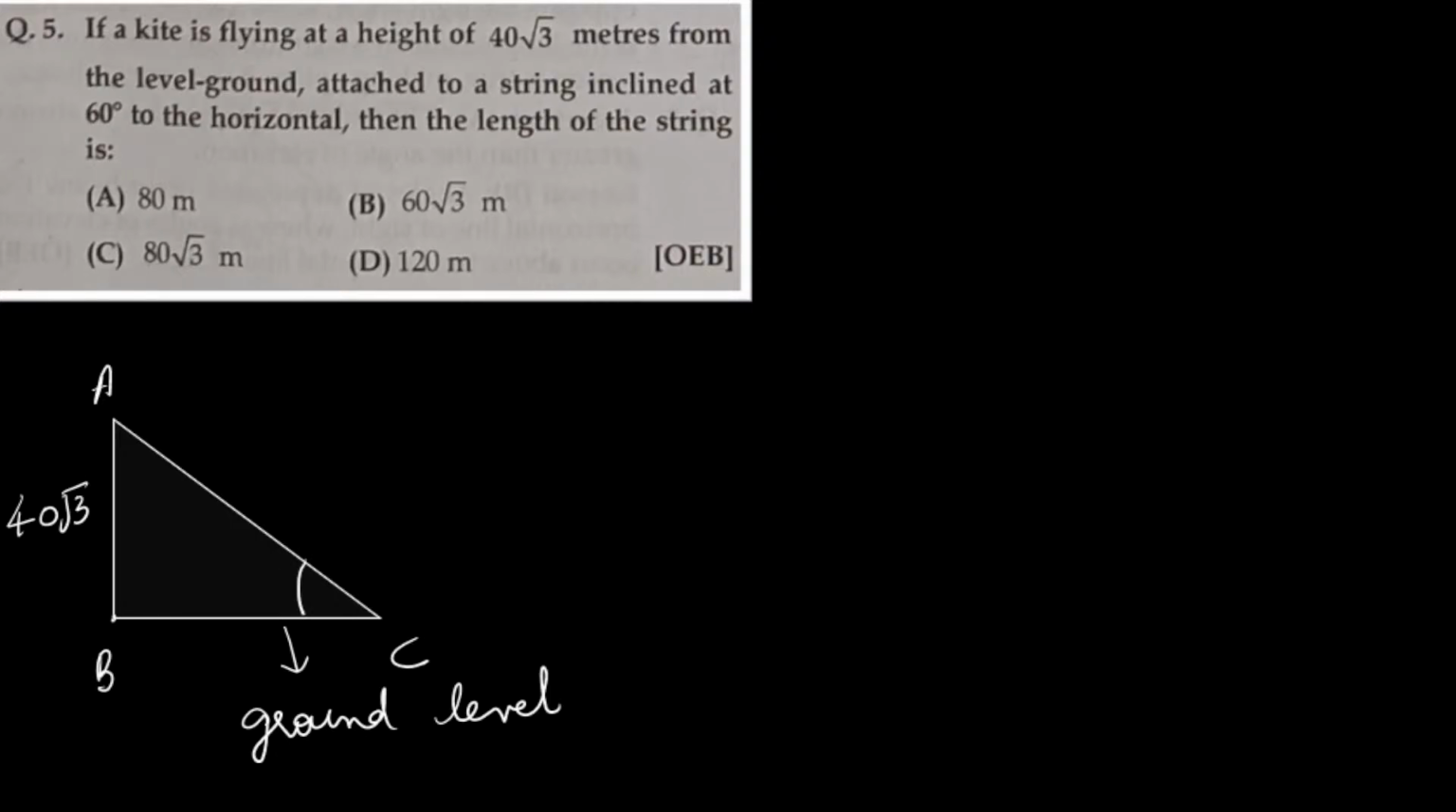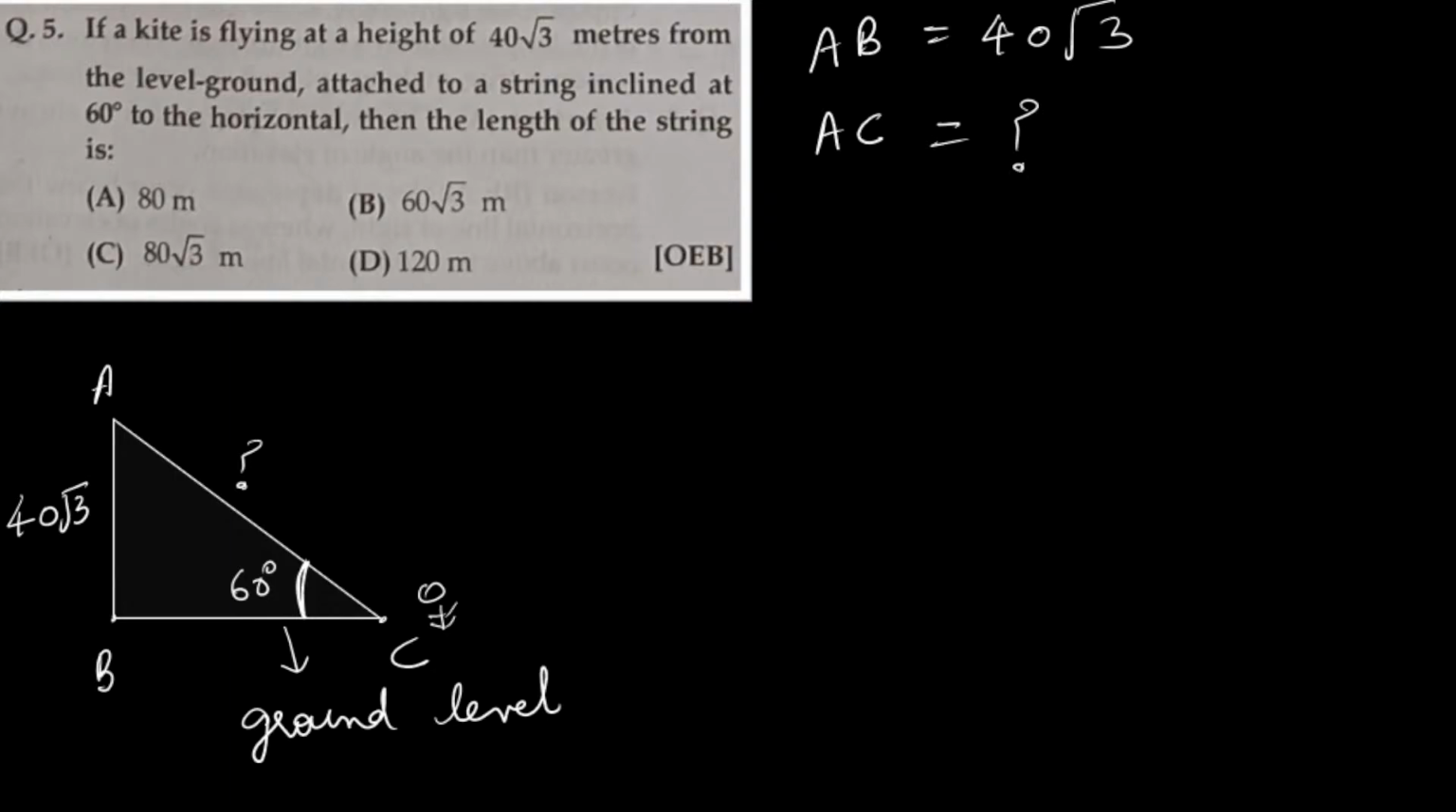Suppose here one person is standing and flying this kite. So this string with which this kite is attached, it is making an angle of 60 degree with the horizontal. Then the length of the string. String means like this thread. What's the length of this string? So this length AC we have to find. See, AB is given to us. AB is the height of this triangle, 40 root 3, and we have to find the length of the string. So that is AC we have to find.